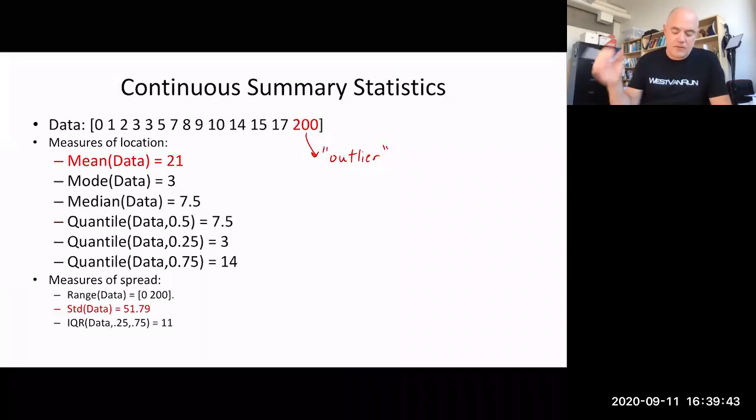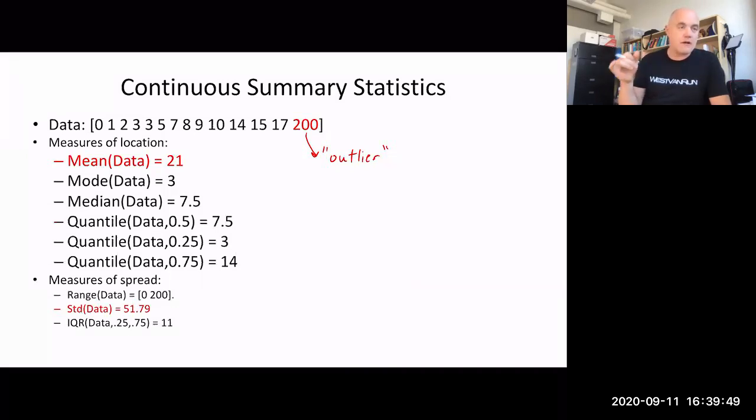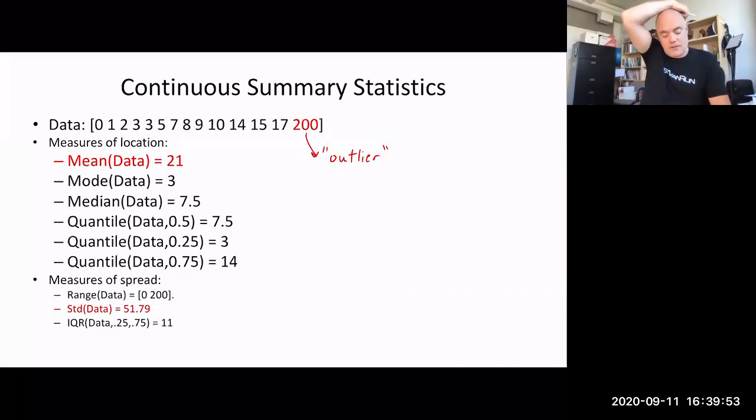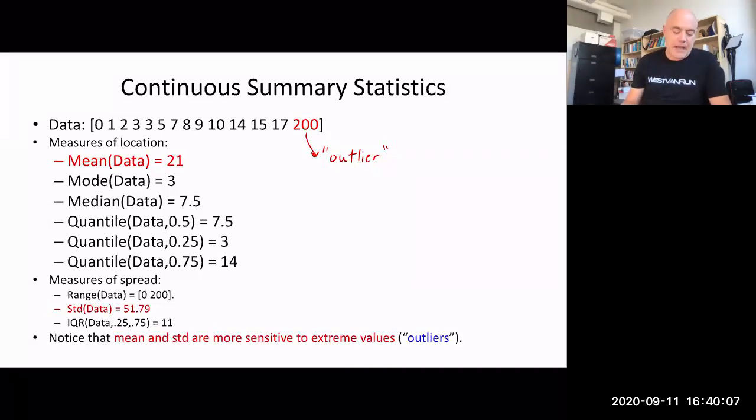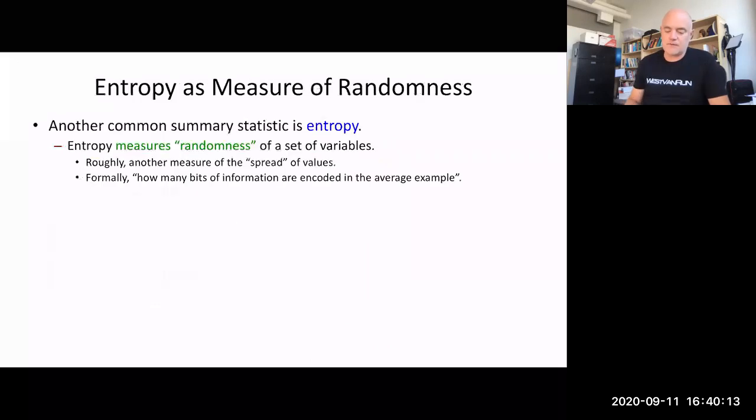For measures of spread, the range is the max and min of the data. The standard deviation is kind of ugly here because the variance is so large because of the outlier. And the interquartile range of the data, between the 25th and 75th percentiles, is 11. So this gives you a sense of what's going on. You can compute this for various features just to see what's happening. And you should note that the mean and standard deviation are sensitive to extreme values. This is going to show up when we talk about L2 norms later in the course.